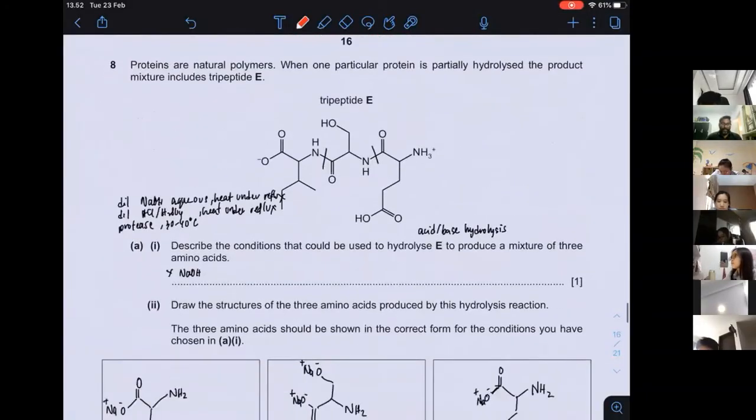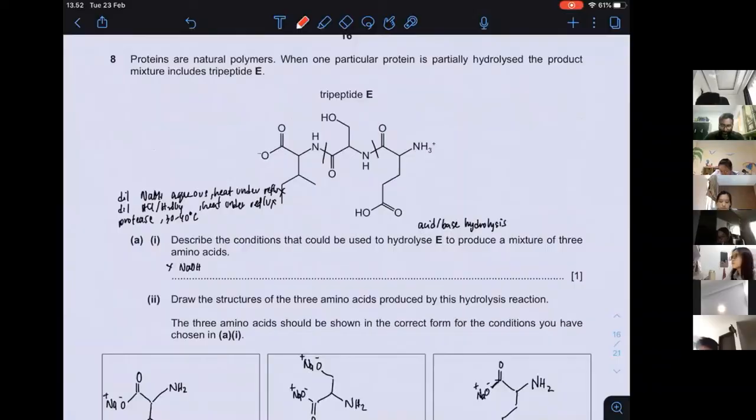Now, number 8, proteins are natural polymers. When one particular protein is partially hydrolyzed, the product mixture includes the tripeptide E. So this is going to be a tripeptide. So here, describe the condition that can be used to hydrolyze E to produce a mixture of 3 amino acids.